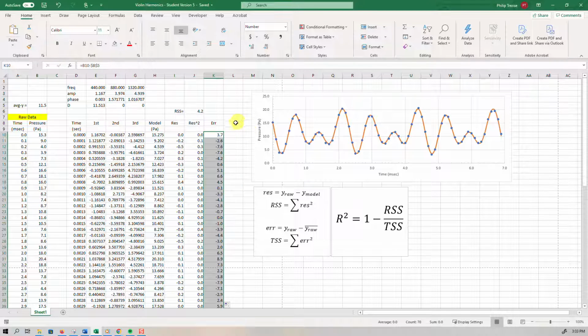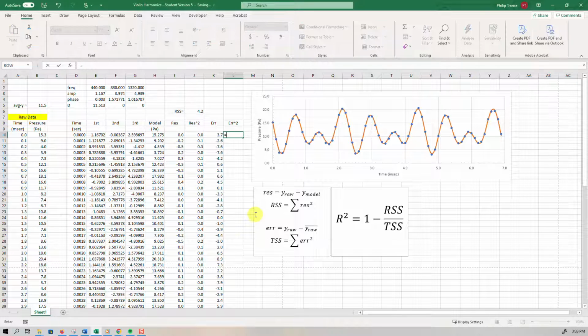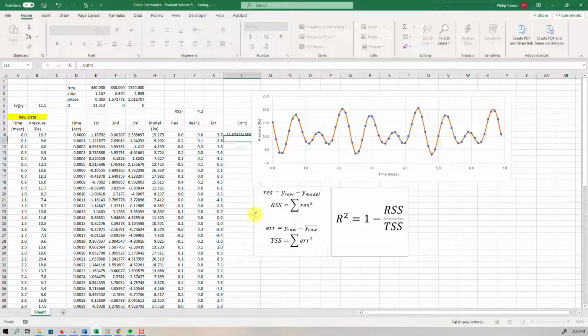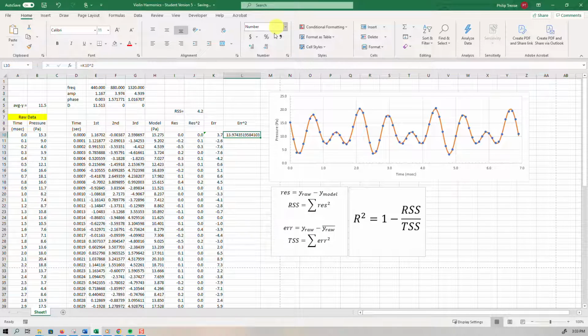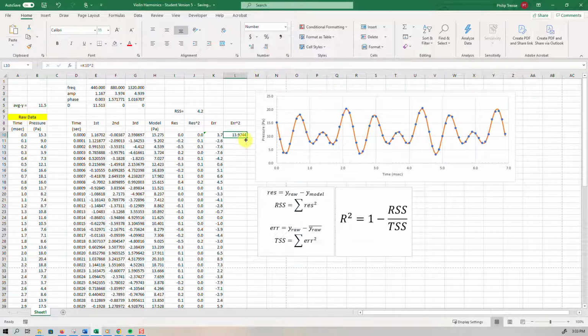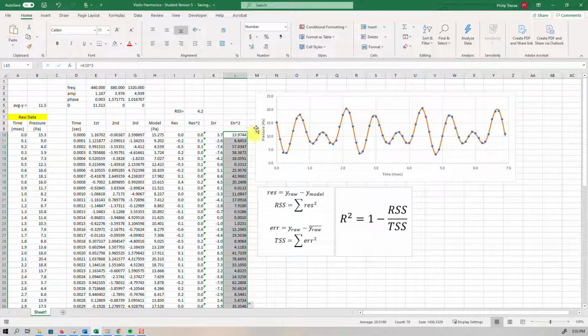Again, some positive, some negative. So we square them and then we add them up. So this next column will be the squared differences. Squared. I didn't need anywhere near that many decimal points, which was unusual that it did that. And we'll copy them down.